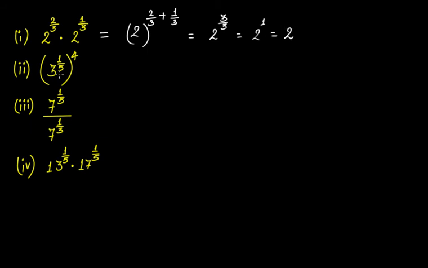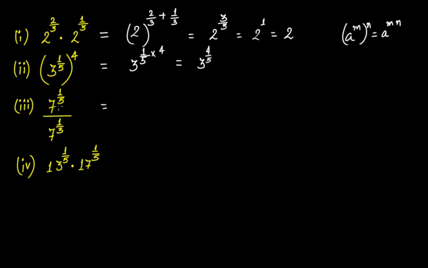Right? This is 3 raised to the power of 1 by 5, whole raised to the power of 4. It is of the form a raised to the power of m, whole raised to the power of n. So this is equal to a raised to the power of m multiplied by n. So from this you get 3 raised to the power of 1 by 5 multiplied by 4, that is equal to 3 raised to the power of 4 by 5.